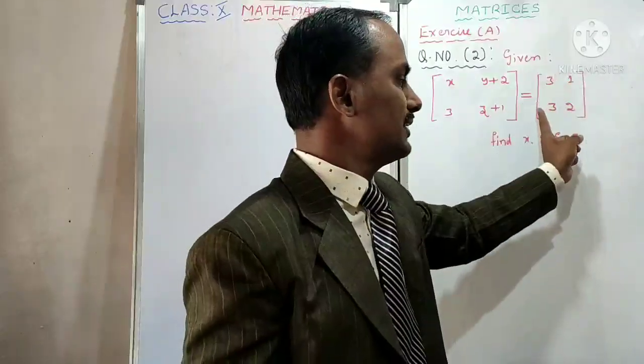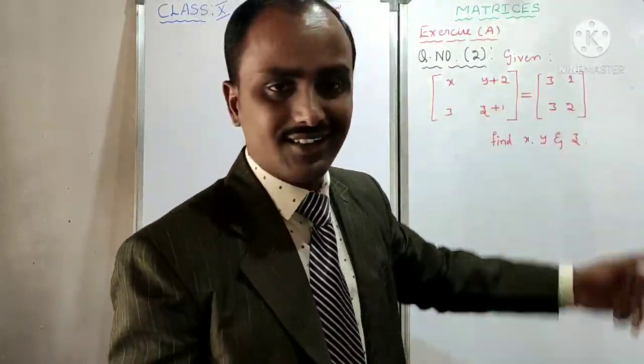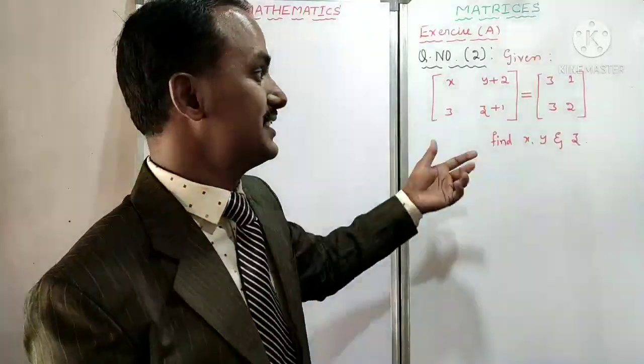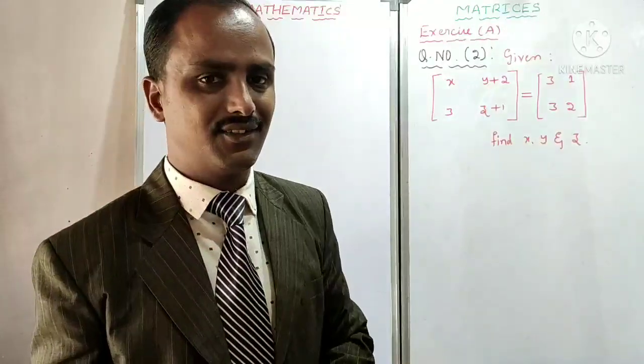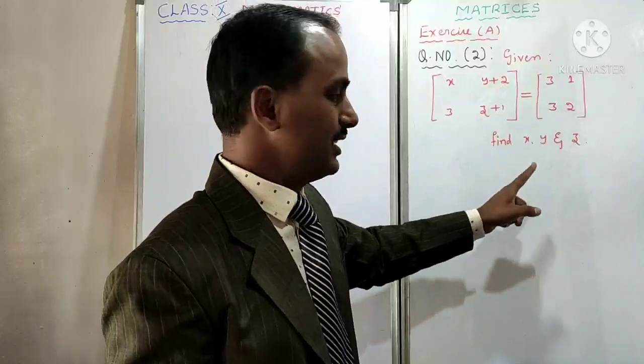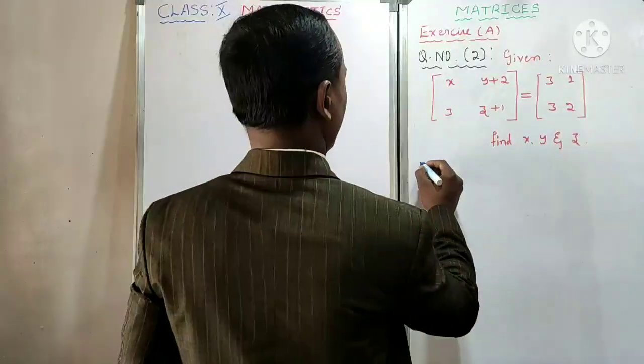This one also has one row, second row, one column, second column: 2 by 2. Both orders are the same. The given data is correct, so we do not have to check whether it is an equal matrix or not. This is given data. These two are equal matrices. By using this condition, we find the x, y and z values. Very easy. Coming to the solution.